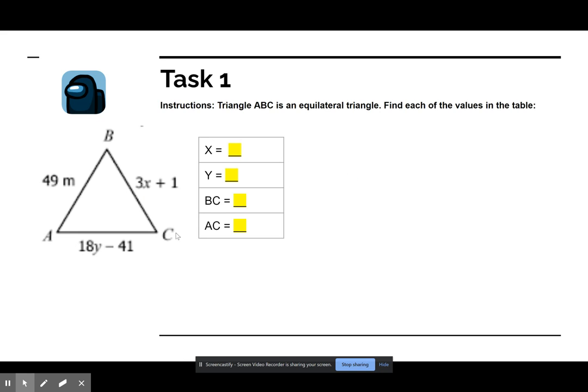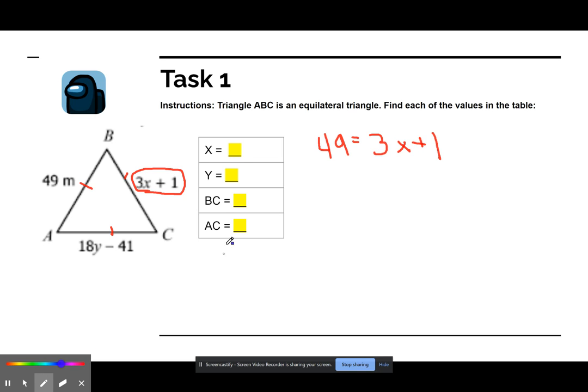You're going to see what I mean when we look at this example problem. This problem says that triangle ABC is an equilateral triangle, and that we need to find the values in the table. We know that all of these side lengths are the same. I can set up an equation of 49 is equal to 3x plus 1, and I can solve for x. Once I know x, I could plug x back into this equation to find the side length of BC.